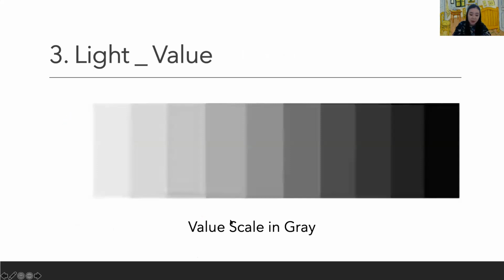And this is a value scale. So value is defined as the relative lightness or darkness of a color. And it is an important tool for the designer and artist in the way that it defines form and creates spatial illusions. The contrast of value separates objects in space, while gradation of value suggests mass and contour of a contiguous surface.